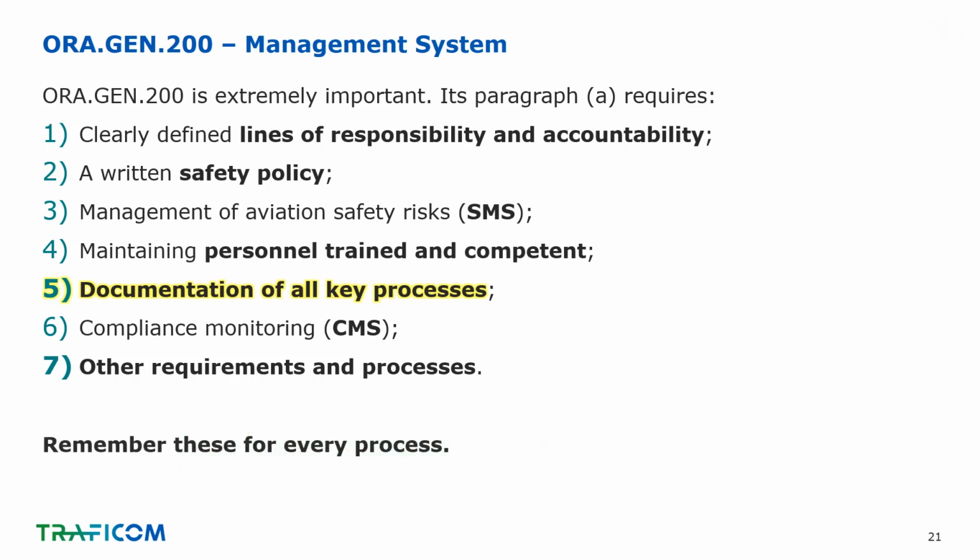So we have reviewed the requirements of Aura Gen 200. All its items are very important. You should remember these and remember where to find them. The audits should ensure that these requirements are fulfilled. Item number 5 is still highlighted. It is applicable to all the key processes. Let's focus on this on the next page.